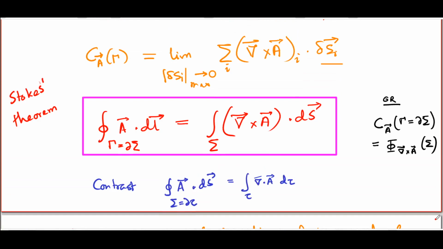Now contrast this with Gauss' theorem, which says that the surface integral of a vector field A over a surface sigma, which is the boundary of a region tau, is equal to the volume integral of divergence of A over the volume tau. The similarity between these two laws should be noticeable, and as I have said before, the similarity is not an accident. In advanced mathematics, both of these two theorems, Stokes and Gauss, are actually two sides of the same coin, two special cases of a more general theorem, which is best expressed in the language of differential forms.